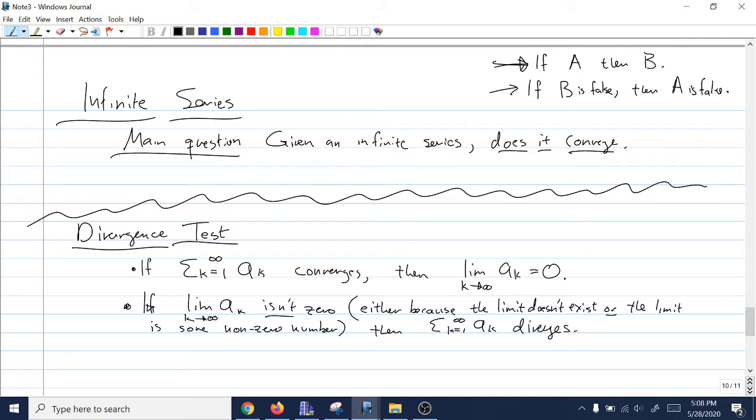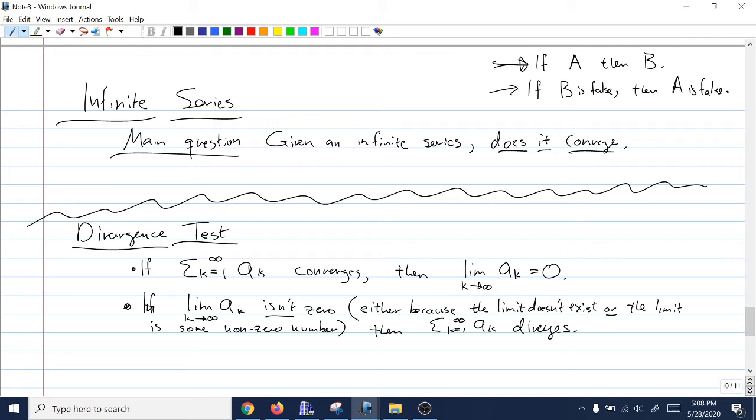Diverge is the word for not converge. We say a sequence or series diverges exactly when it does not converge. And going to infinity counts as diverging. Going to infinity doesn't count as converging. That's not a limit. Going to infinity is not the only way you can diverge. You can go all over the place and never get closer to something. Those both count as divergence.